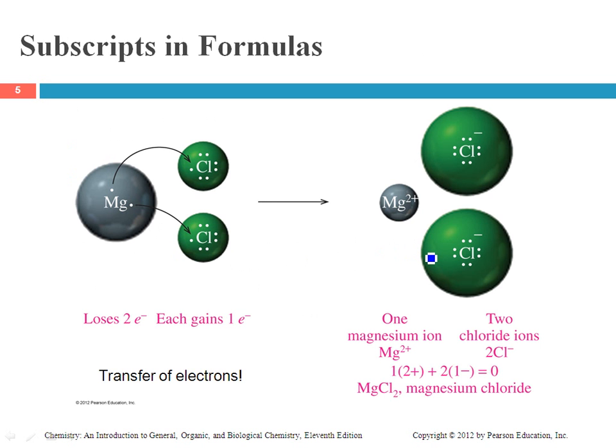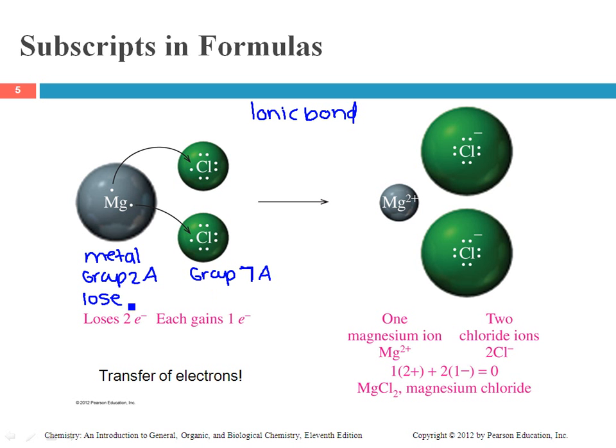This explains ionic bonding a little bit better here. We have magnesium, which is a metal. If you need to pause and look at your periodic table to convince yourself of that, you can. It's in group 2A, so it's a group 2A metal. Chlorine is in group 7A, and our metal wants to lose 2 electrons, and our chlorine wants to gain 1 electron.